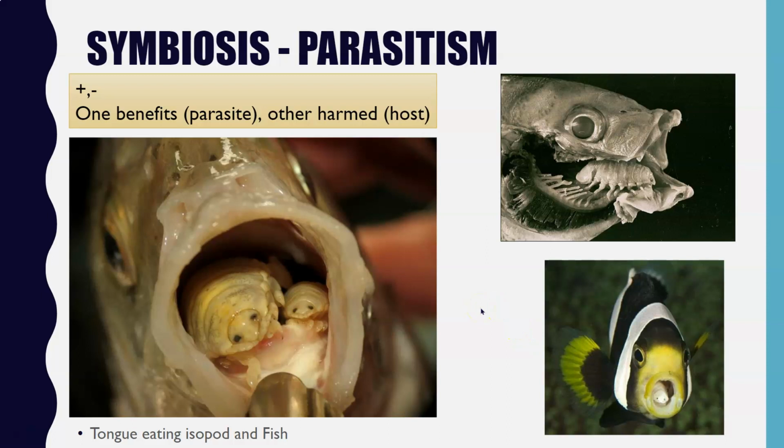Now, parasitism is a different story. The parasite is going to benefit, while the host is going to be harmed. This first image is a tongue-eating isopod and a fish. This fish is actually getting its tongue eaten by these parasites. This is what it looks like if you cut the fish open, and here's a swimming fish with that parasite inside of its mouth. So the fish is being harmed by that parasite.